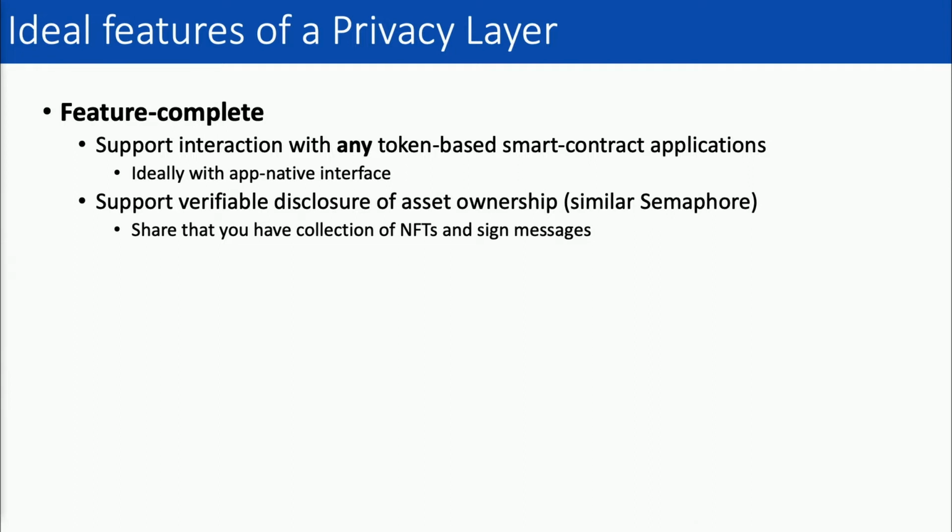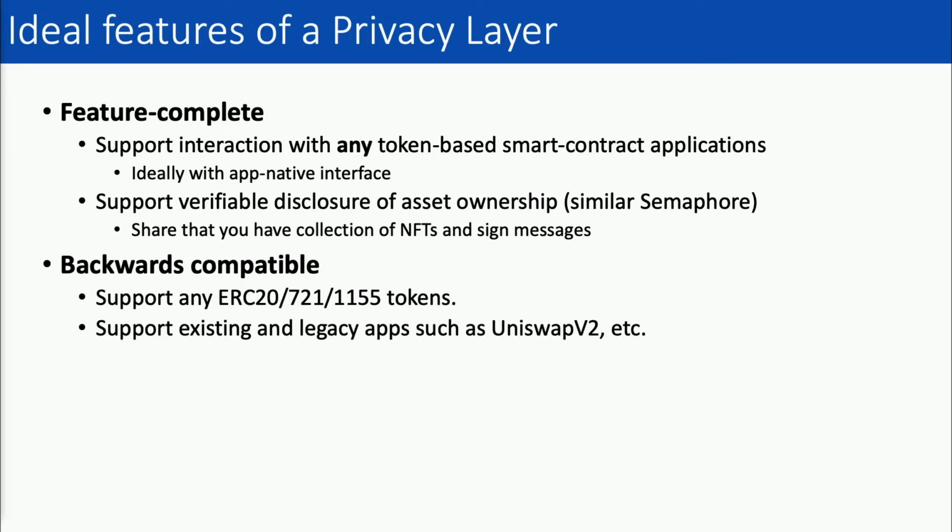And second, users should be able to prove statements about what they own, right? Currently on transparent Ethereum, you simply send your address to someone else, and they can see exactly what you have done. But once we're in the privacy layer, we should be able to prove verifiably what we have done and what we currently own, right?